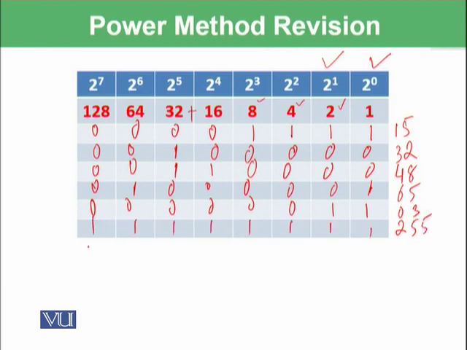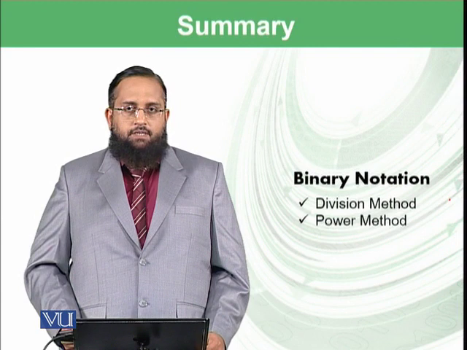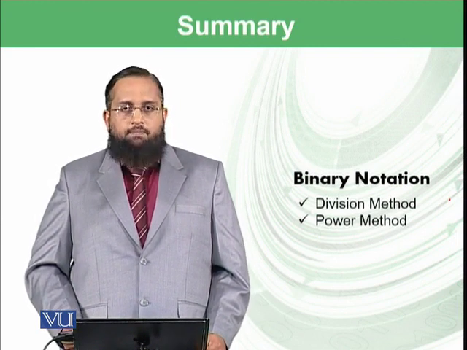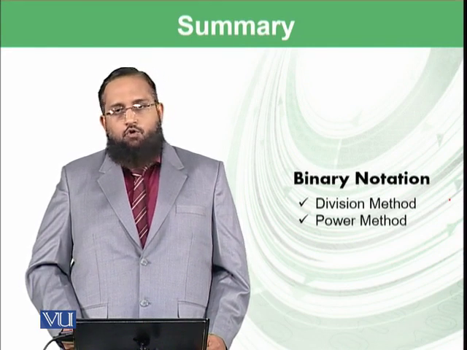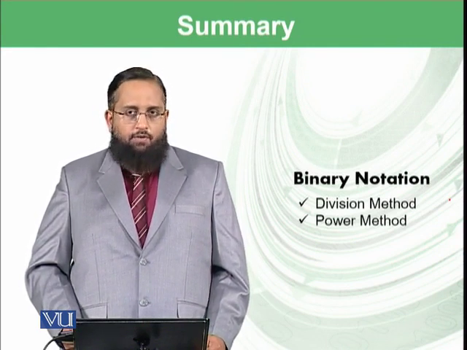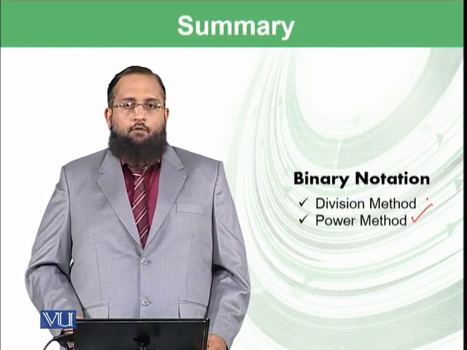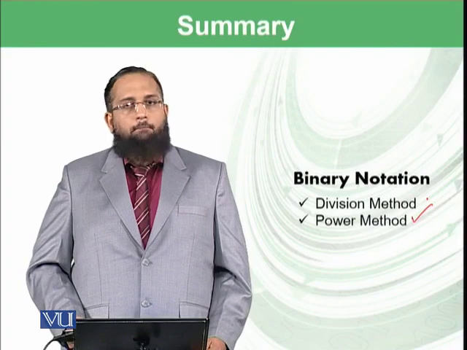If you want to display 255, you need to put 1 in all of these. That is the maximum number which can be represented with 8 bits. 128 plus 64 plus 32 plus 16 plus 8 plus 4 plus 2 plus 1 will give you 255. If we summarize today's module, we have learned how to represent a number in binary notation using 2 methods. One, also available in your book, is called the division method, and we have also learned a very easy method known as the power method.